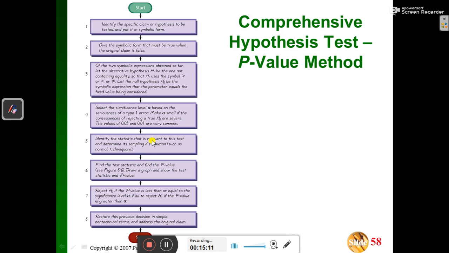Identify the statistic that is relevant to the test and determine its sampling distribution, such as normal, t, or chi square. Find the test statistic and the p-value, and draw a graph showing the test statistic and p-value. Reject H naught if the p-value is less than or equal to the significance level alpha. Fail to reject H naught if the p-value is greater than alpha. Restate this decision in simple, non-technical terms and address the original claim.